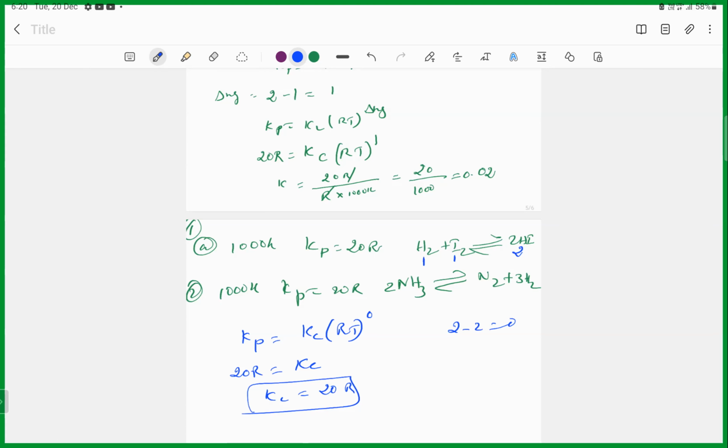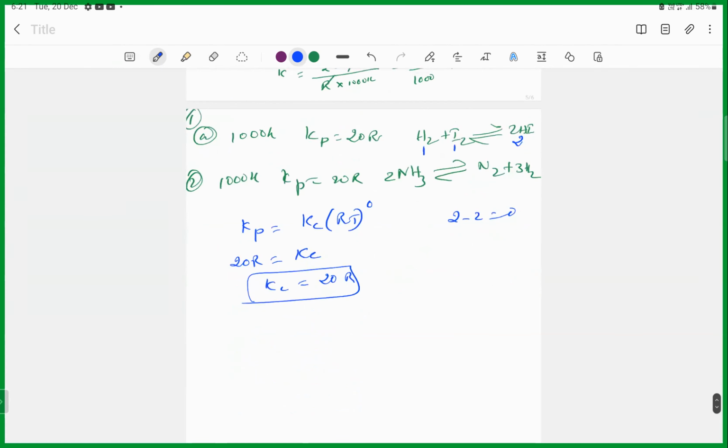Okay, sir. Then you calculate for the next one. Completed? Sir, second 20 இருக்கும் சார். எப்படி delta n? Sir, delta n is 2 minus... 1 plus 3 minus 2. So 4 minus 2, 2 இல்லையா? Then second problem, Kp is equal to Kc into RT power 2.